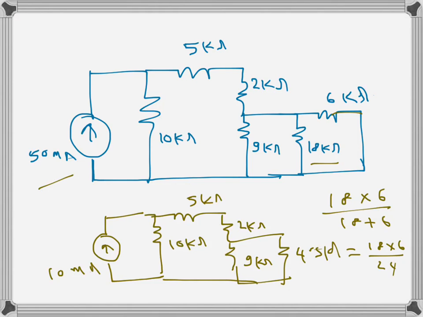So we will try to minimize the circuit as much as possible. Basically we plan to apply the current divider rule. This current is 10 milliamps, and if we can reduce this part into just one branch, then we can apply the current divider rule. So 9 kilo ohms and 4.5 kilo ohms, these two are parallel again, so that is 9 times 4.5 divided by 9 plus 4.5, that becomes 3 kilo ohms. So now our circuit is reducing to a significant extent.